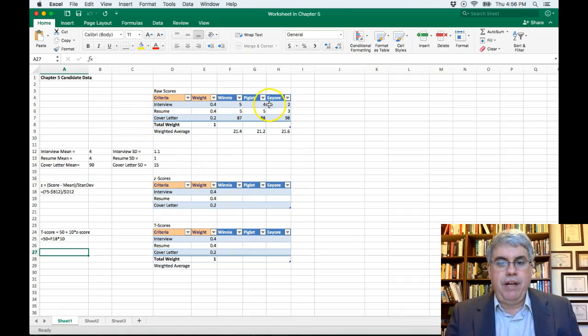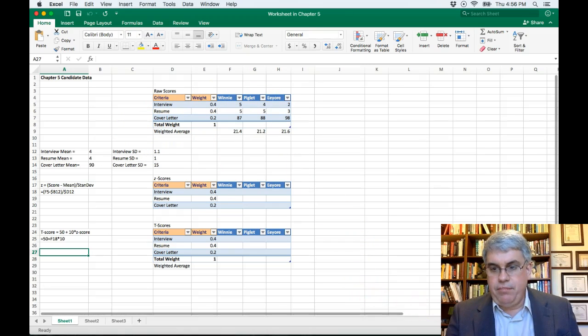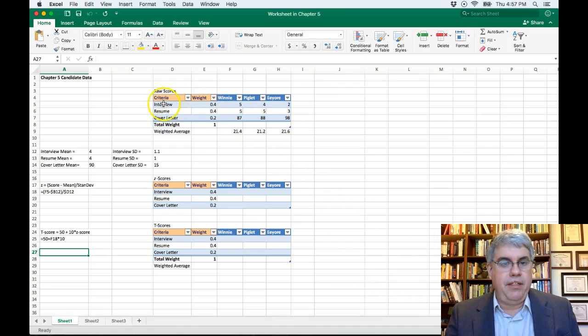Okay, and so here we have some data for some candidates, and their raw scores. We've got Winnie, Piglet, and Eeyore, and we've got an interview score, a resume score, and a cover letter score. Winnie got 5, and Piglet got 4 on the interview, Eeyore only got 2. With the resume, it was about the same. Winnie and Piglet both got 5 and Eeyore got 3. And on the cover letter, Winnie got 87, Piglet got 88, and Eeyore got 98.